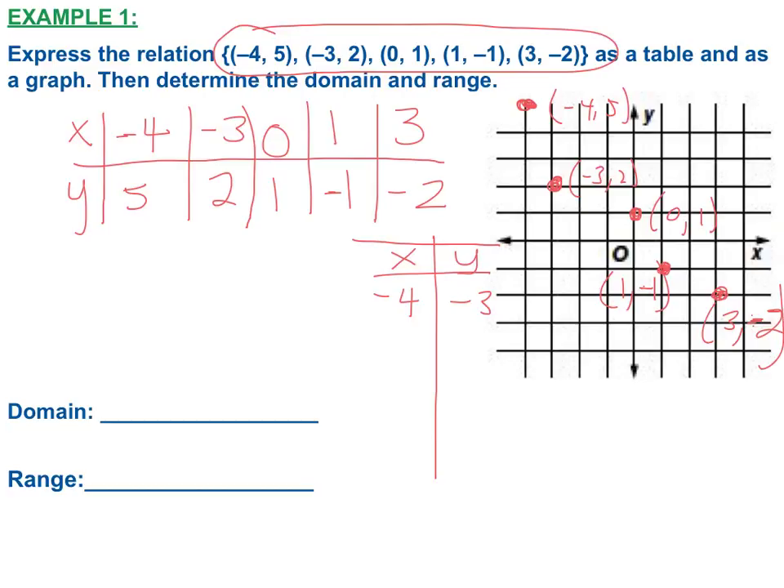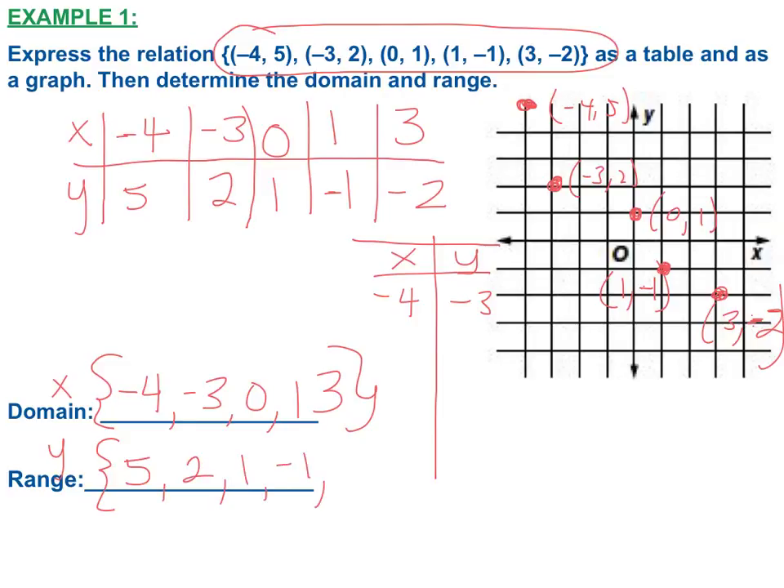So the domain is the set of all X values in order from smallest to largest. And the range is the set of all Y values in order to the corresponding X's. So although 5 is the greatest number, we would put it first because it corresponds to the -4. And we're done this problem.